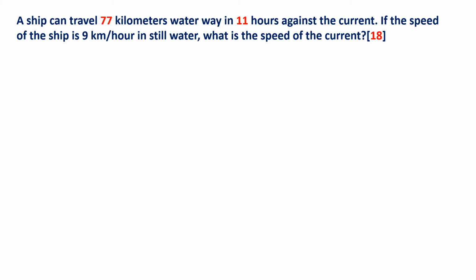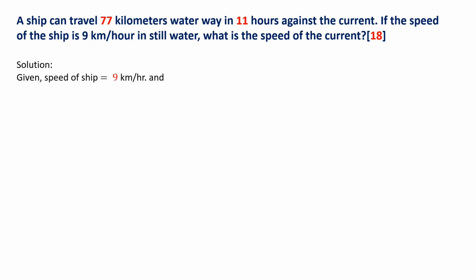So a ship can travel 77 kilometers waterway in 11 hours against the current. This problem is a little bit different from the previous one, right? It is against the current, and 77 kilometers in 11 hours means 77 kilometers per hour is not our velocity. We need to divide 77 by 11 to get the velocity, right? The speed of the ship is given. What is the speed of the current? The speed of the current is to be determined.